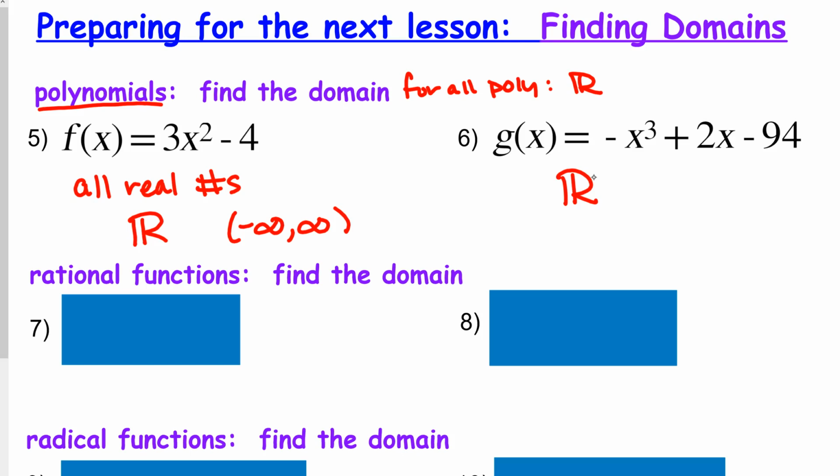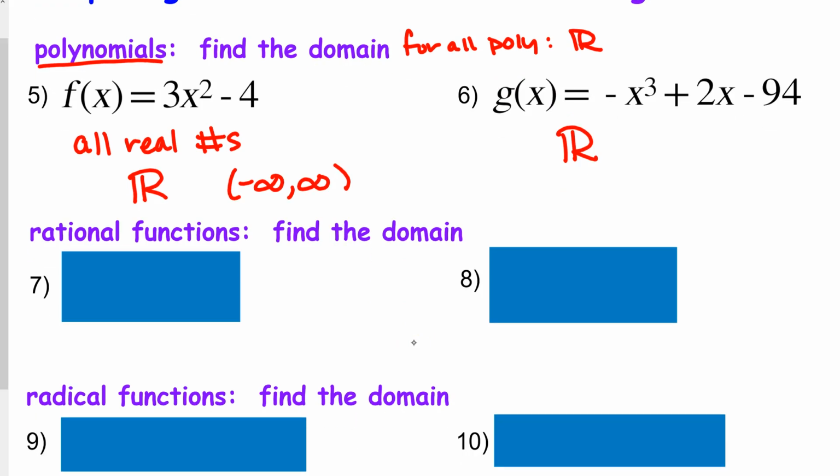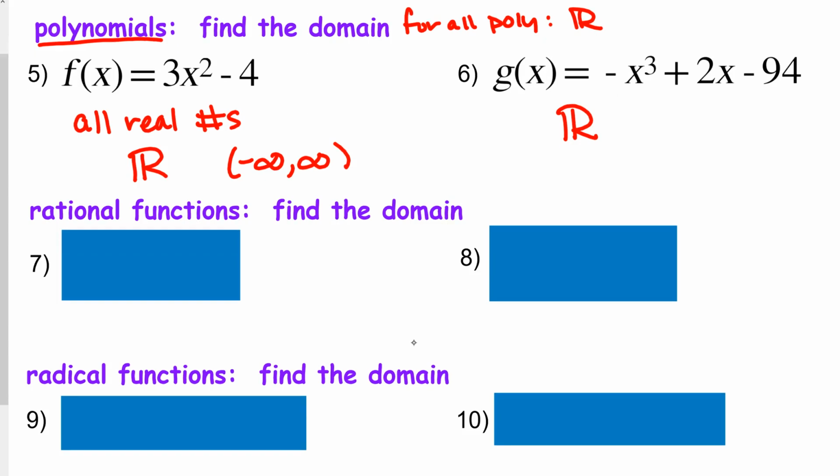You can multiply any real number by 2, it's still real. You can add and subtract real numbers all day, they're still real. So that one should be an easy category. Now let's take a look at rational functions.